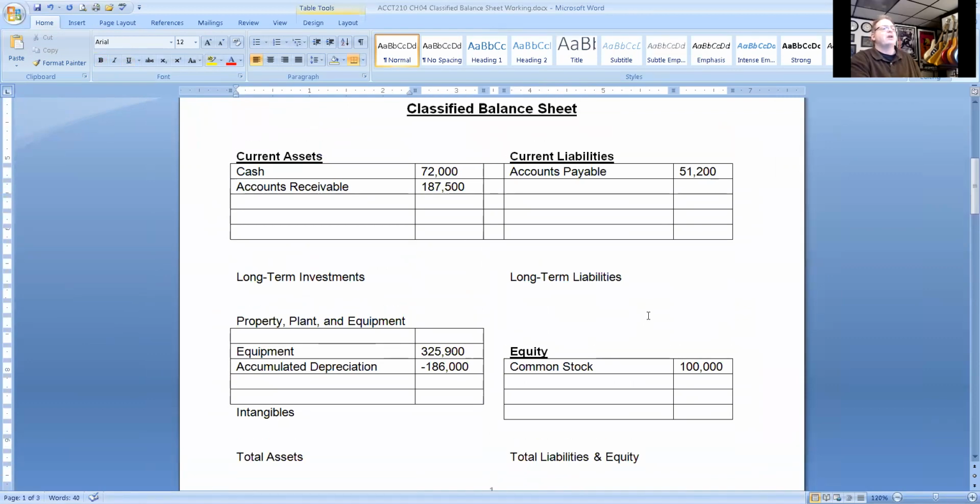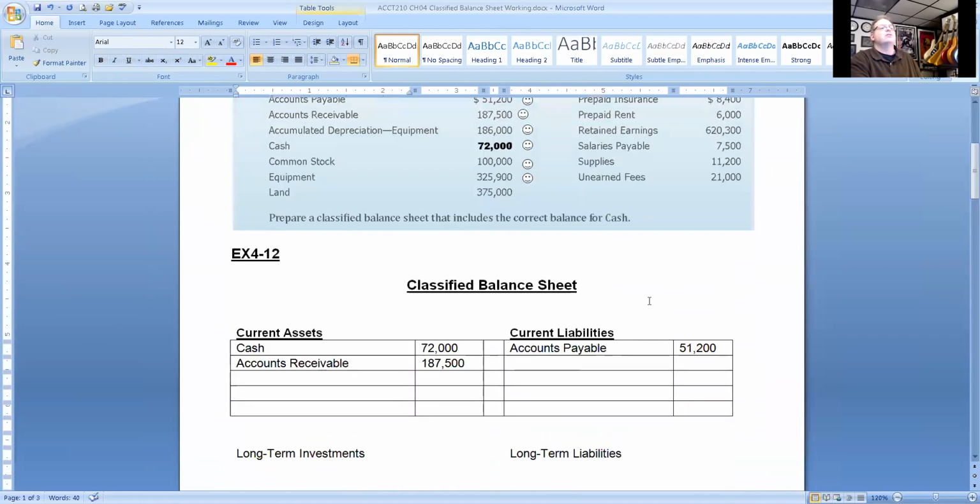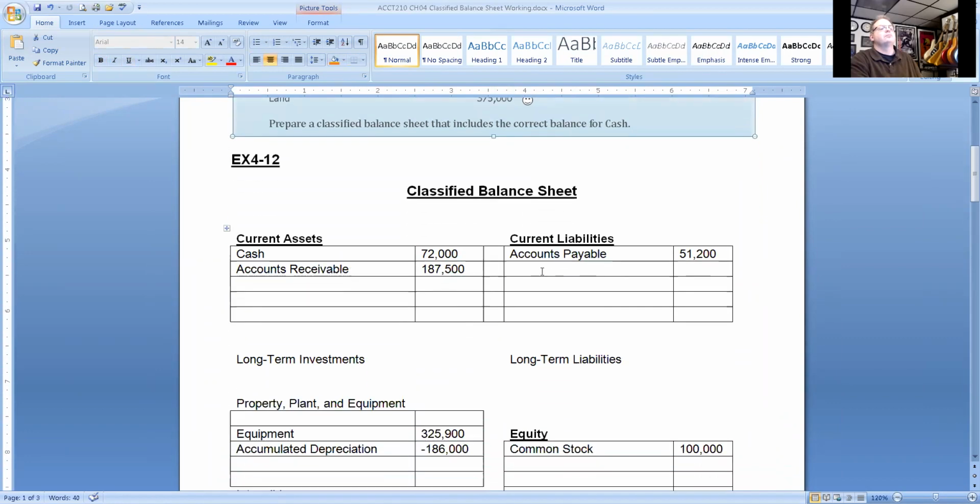Okay, so far we got, let's go to land. Where's that going to go? Under property, plant, and equipment. Yeah, that's the property. They could call it land. It's probably a better way to put it. But I think we'll say land, and it was 375,000.